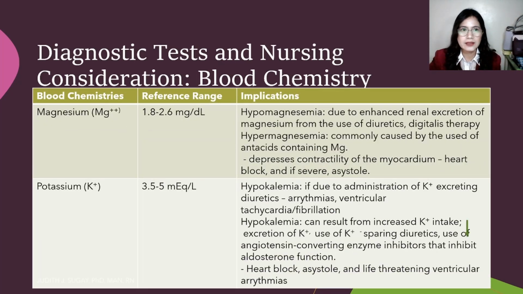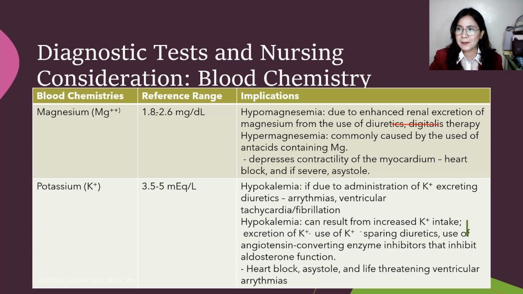So what else? We also have magnesium. So hypomagnesemia, that's what we call when there is lower than normal range of magnesium. So this is due to the enhanced renal excretion of magnesium from the use of diuretics, digitalis therapy. Okay, as again, I've mentioned a while ago, with diuretics, it will what? It will increase fluid loss.